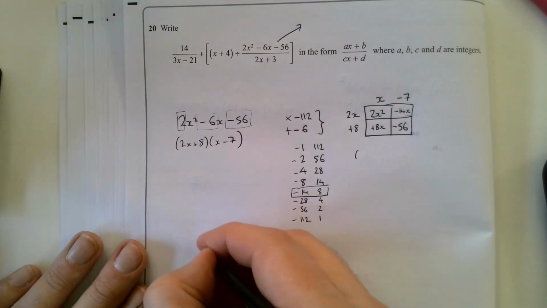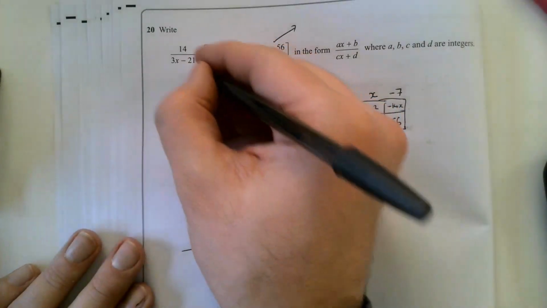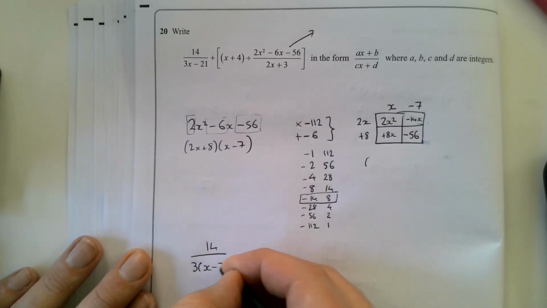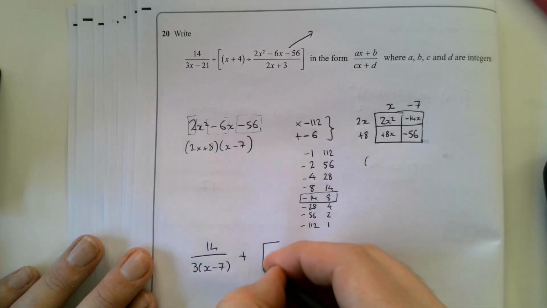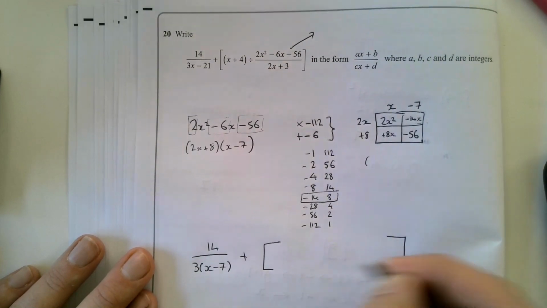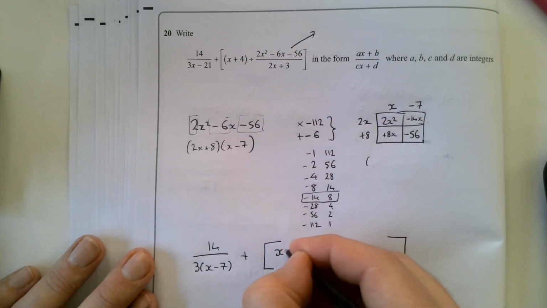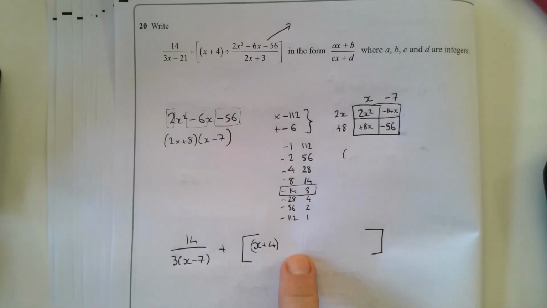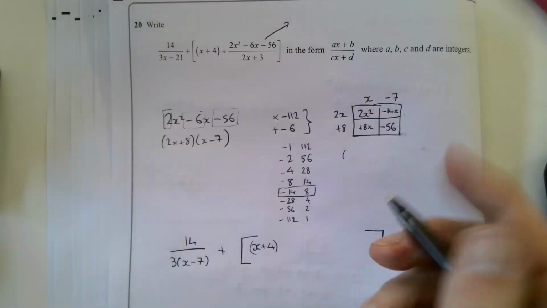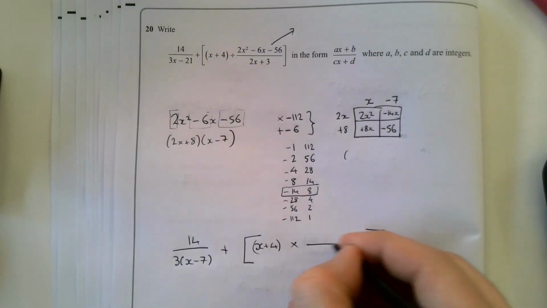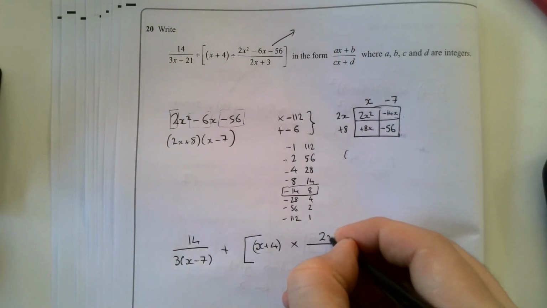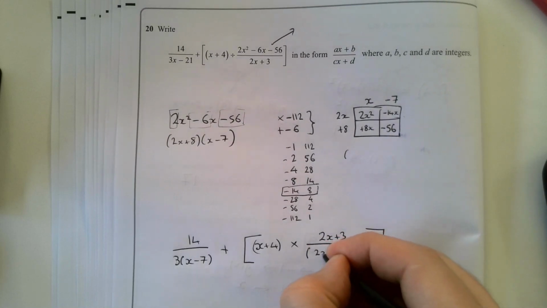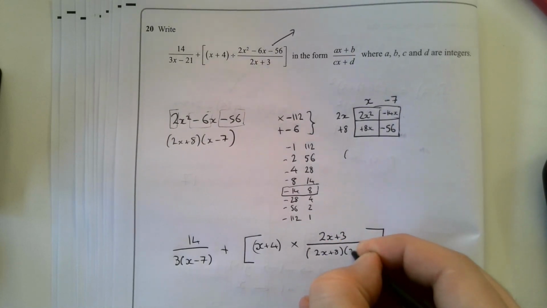So I've got 14 over, now I can actually factorise this thing here: 3 lots of x minus 7, plus, and then I've got some big brackets here, x plus 4. Now there's a really easy mark. If I'm dividing by a fraction, it's the same as multiplying by that fraction's inverse. So that would give me 2x plus 3 over, and I've just factorised that, I get 2x plus 8 over x minus 7.